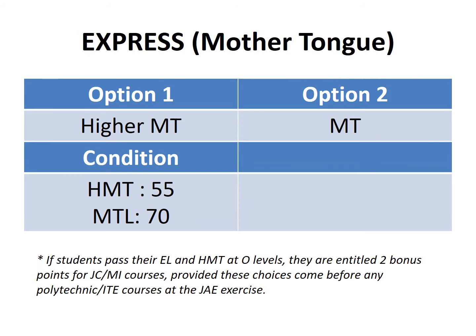Here is the slide for students who wish to take higher Chinese in upper secondary. The conditions to take higher Chinese in upper secondary are: if you take higher Chinese in lower sec, your results in Sec 2 should be at least 55 marks. And if you do not take higher Chinese in Sec 2, your result should be 70 and above.